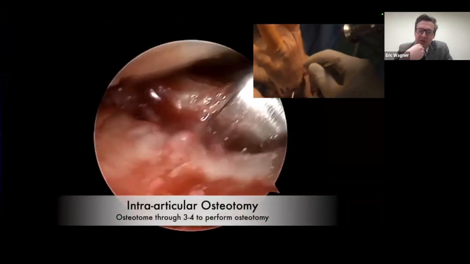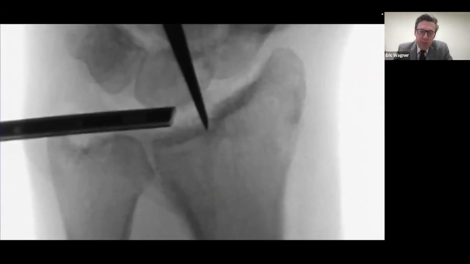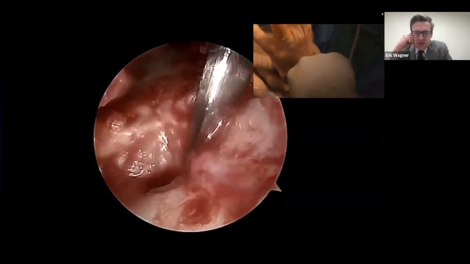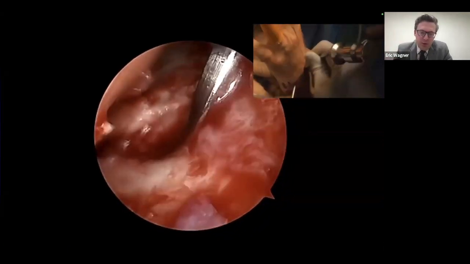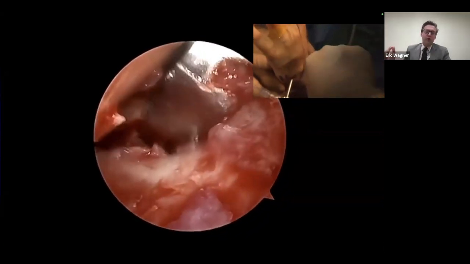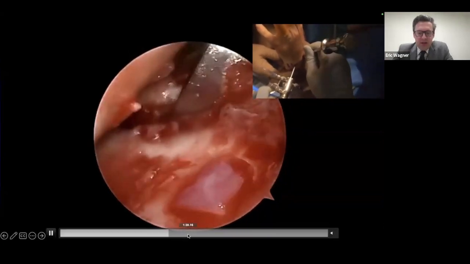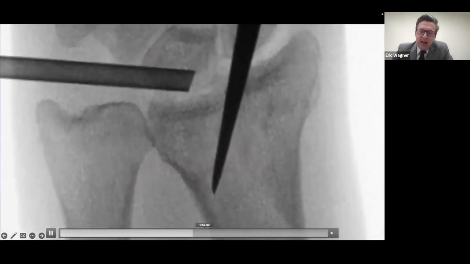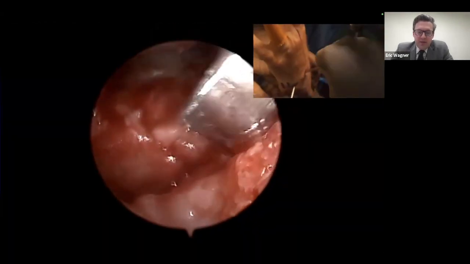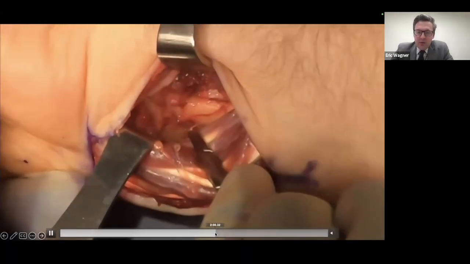So we decided to do an intra-articular osteotomy. This is using a 3-4 portal. I'm bringing the osteotome through the 3-4 portal to break apart the volar cortex. I start with the volar cortex initially. I then am going to come back through the dorsal cortex once I've gotten all the way through the volar cortex and basically create an acute fracture. So you can see here now we're translating, going back to the dorsal cortex.